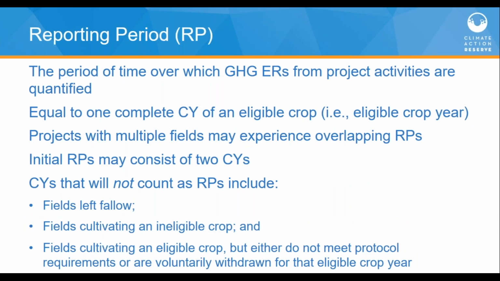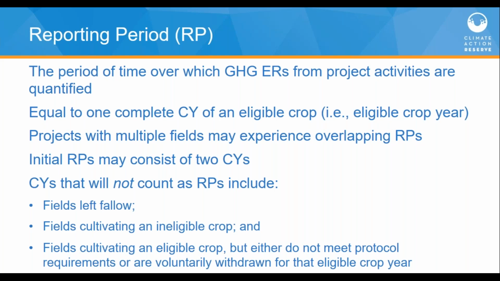Moving on to the reporting period, which is the period of time over which the greenhouse gas emission reductions from the activities are quantified. This is equal to 1 complete cultivation year of an eligible crop, with the exception of initial reporting periods, which we allow flexibility in that they may consist of up to 2 cultivation years. And projects with multiple fields may in fact experience overlapping reporting periods, similar with the start dates. In a moment, we'll go through some examples of what that might look like.